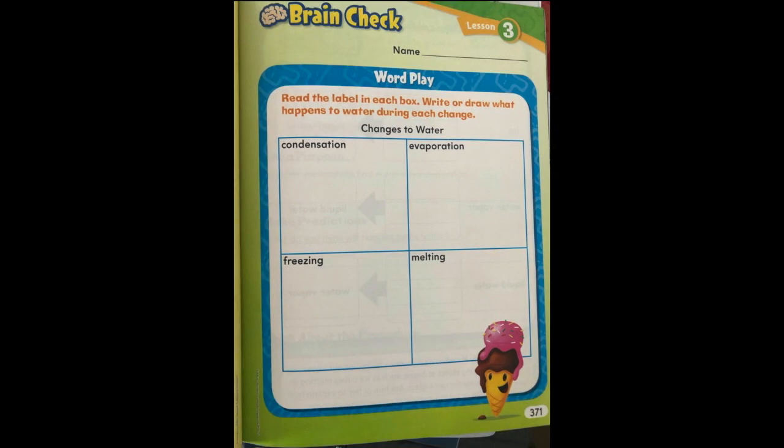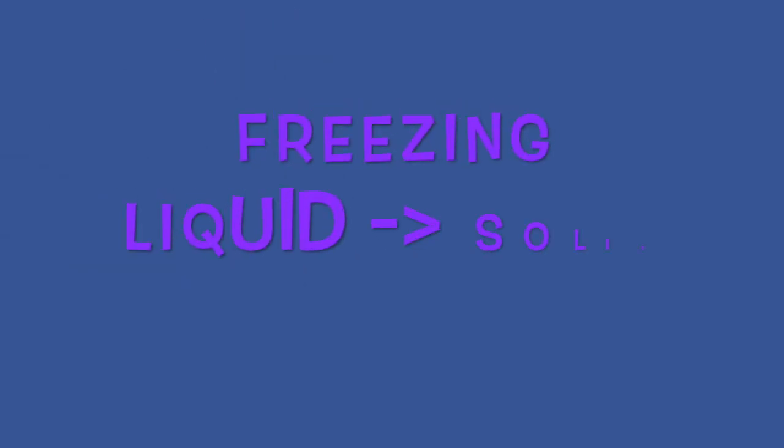In the third box, it asks us about freezing. For sure, you remember what happens to liquid water during freezing. In case you forgot, I will give you another example. Freezing happens when we take heat away, when something gets colder. Freezing is a liquid turning to a solid. Liquid to solid is freezing.